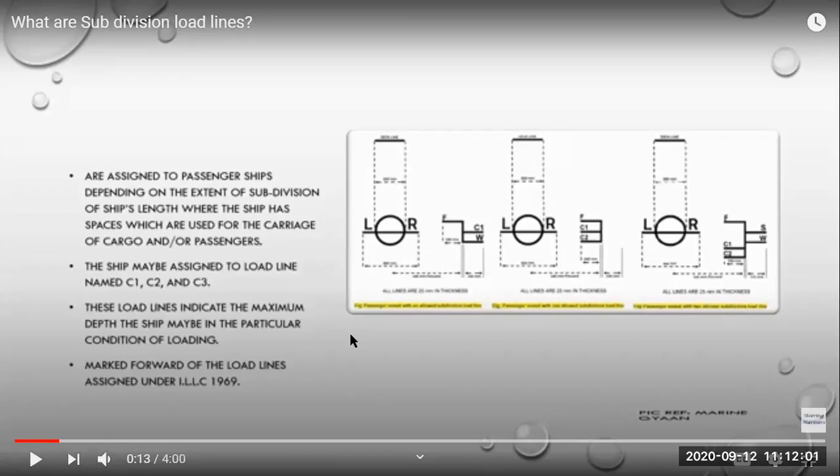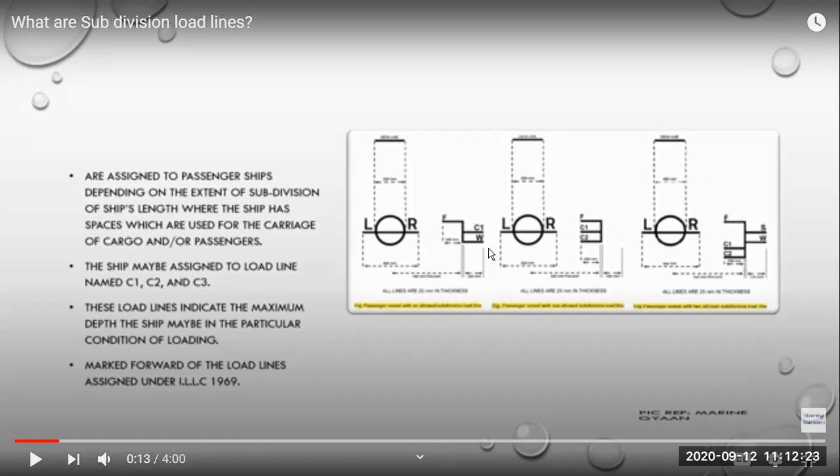We don't need different load lines on passenger ships. But on some passenger ships we are carrying cargo, which are called cargo cum passenger ships. So for passengers, they have different load requirements, and for cargo, there is a different load line. So you can see something here like C1, C2, C3.